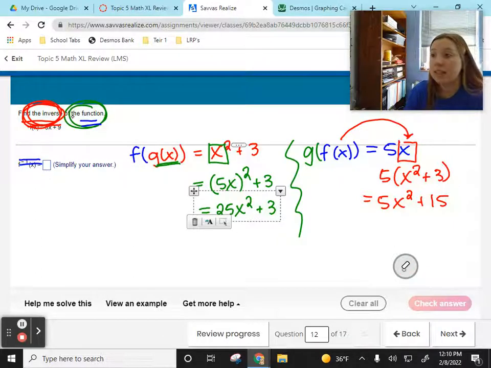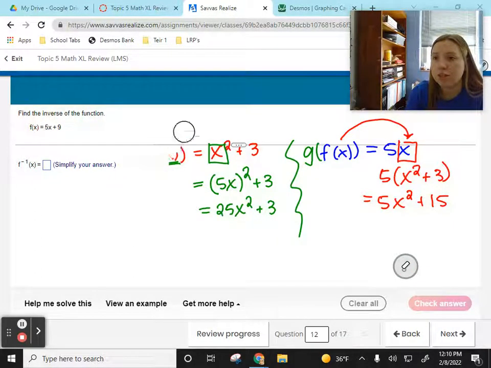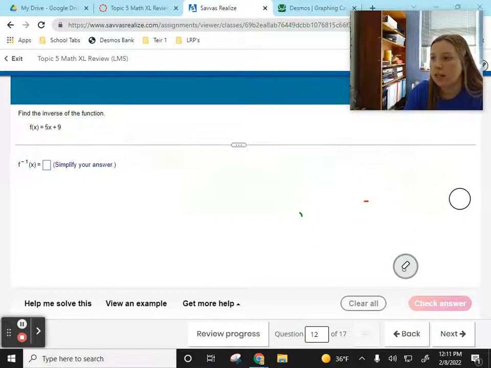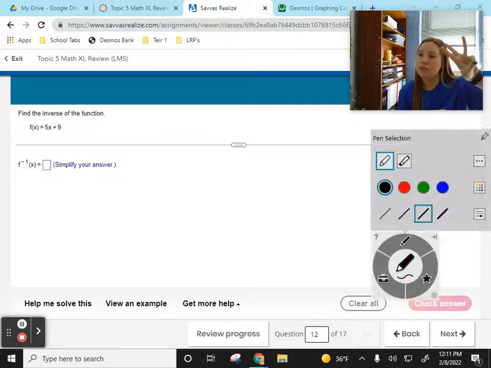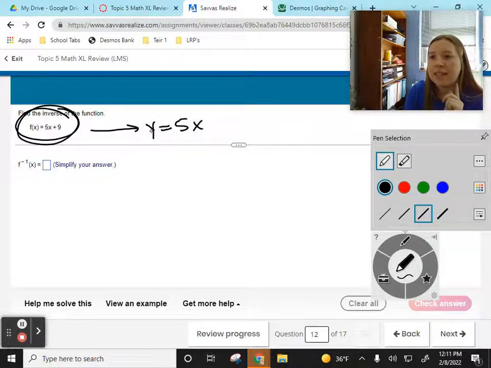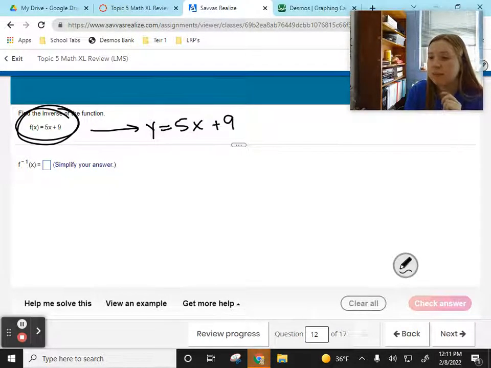Next question, find the inverse of the function. The inverse of our function, we had 3 steps. The first one is just a formality. I like to think of our inverses in terms of x and y. So I'm going to rewrite my equation as y equals 5x plus 9. Our second step is to switch the location of x and y. So this is going to turn into x equals 5y plus 9.